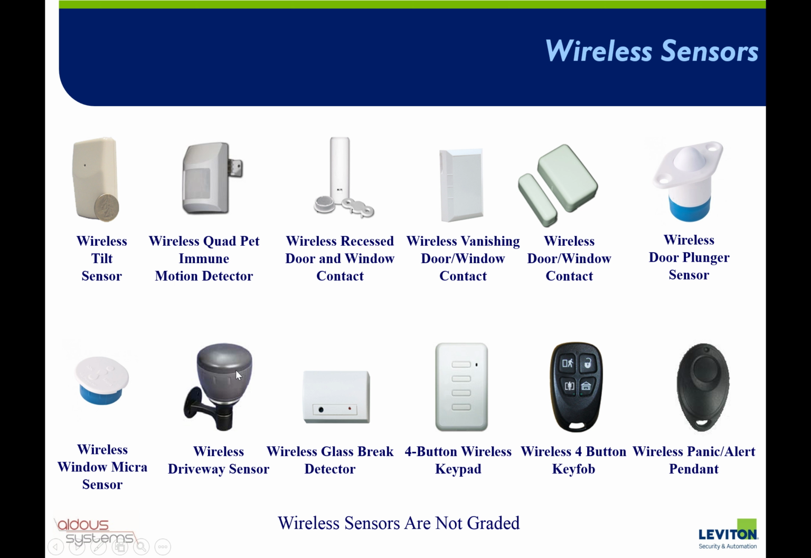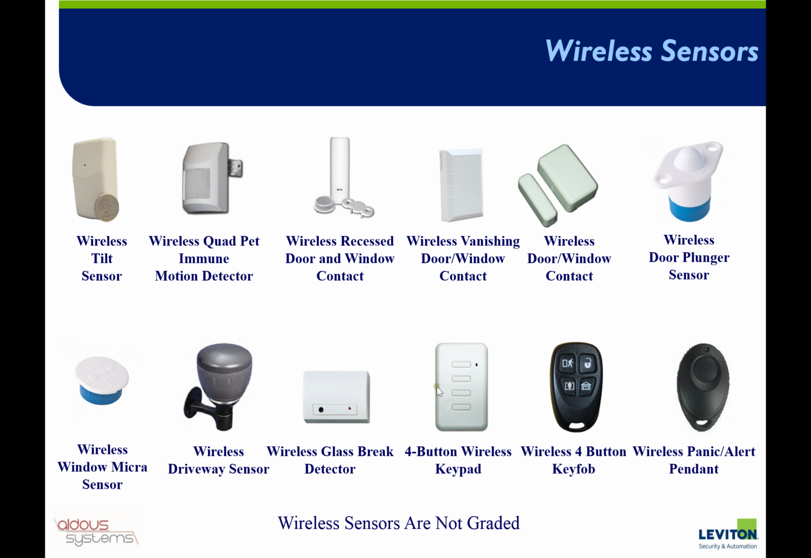Then I have other sensors really more for automation. This is a wireless driveway sensor, which will detect large metal objects moving in the Earth's magnetic field. This sensor might be used to turn on your driveway lights, perhaps, if a car drives down the driveway and that object is detected. So you might use that for those sorts of automation tasks.